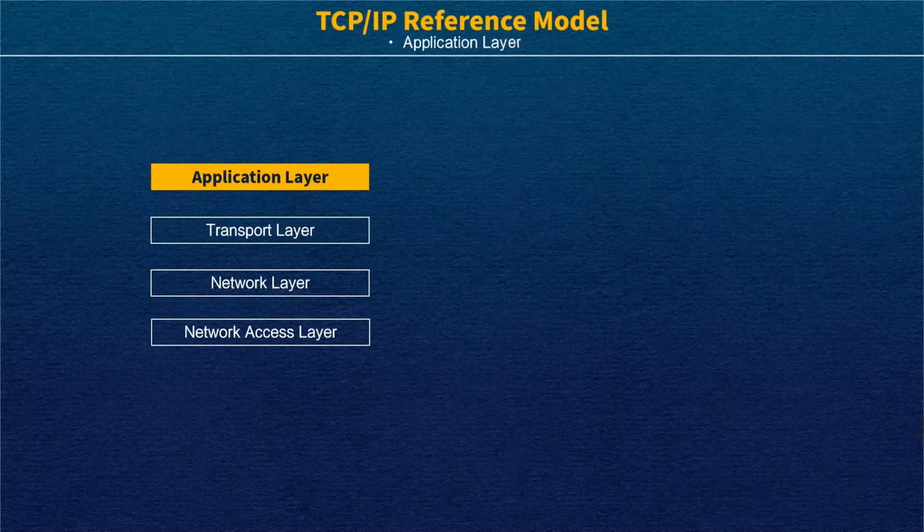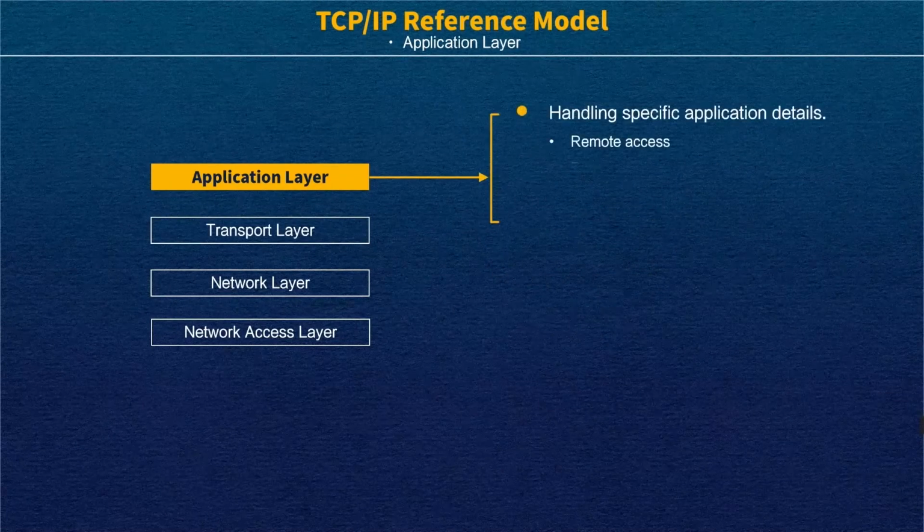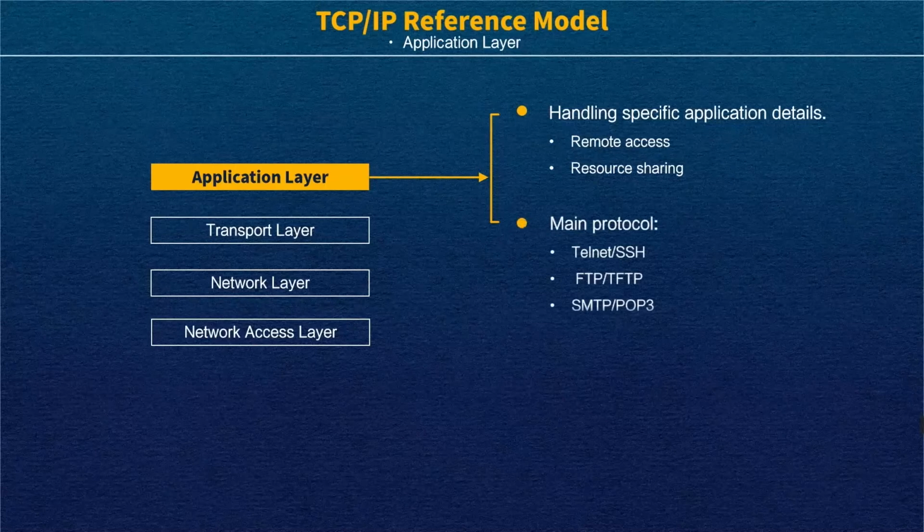And the next layer is the application layer. About this layer, we integrated the upper three layers of the OSI reference model, so this layer will handle specific application details, something like remote access and resource sharing. The typical protocols like Telnet and SSH are used to log in to the device remotely, then we can do some configuration. The second one is FTP and TFTP. This is used to transfer files.